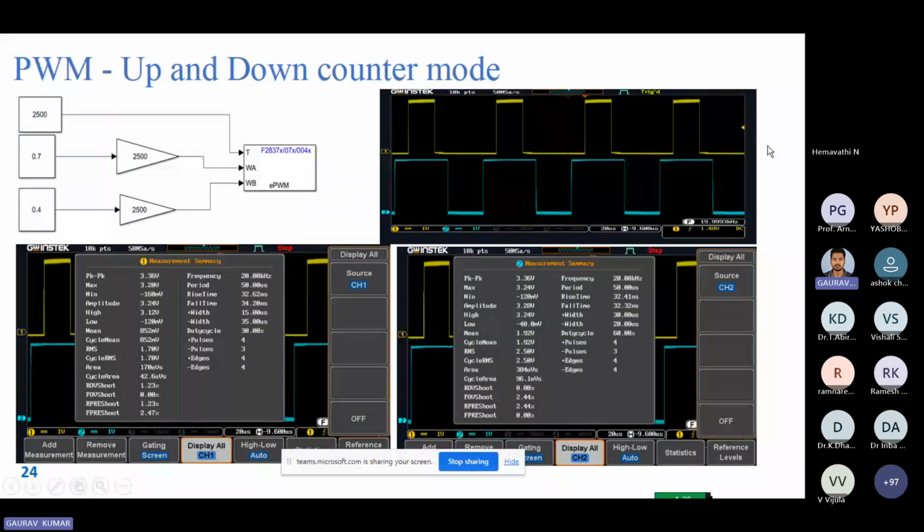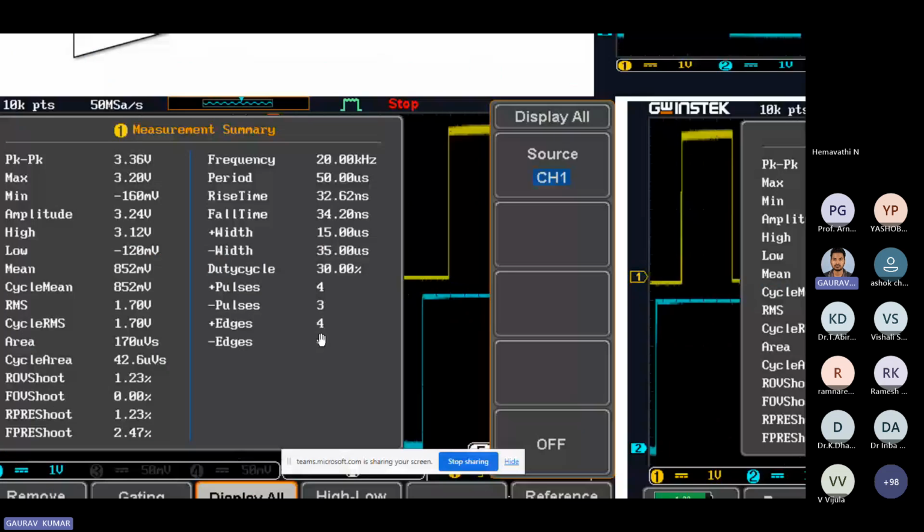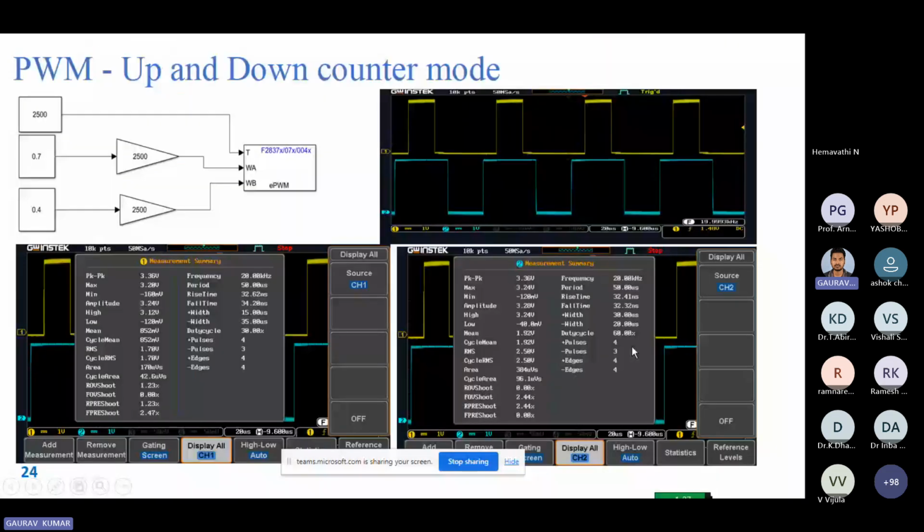Now this is the slide in which I have told you how to generate the PWM pulses, up and down. I have told you how to give the TBPRD value, how to keep the compare A value and compare B value. According to that, I have given those values and generated two pulses, of 30% and 60% duty ratio. You can see the first is 30% duty cycle, the second one is 60% duty cycle. Moving to the next slide.